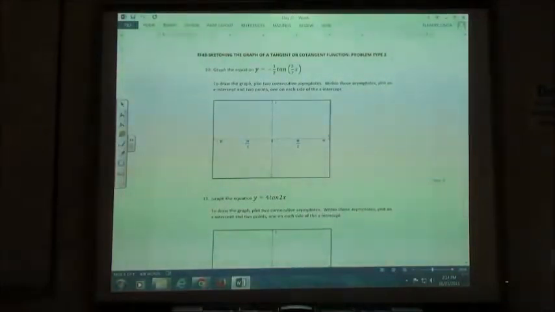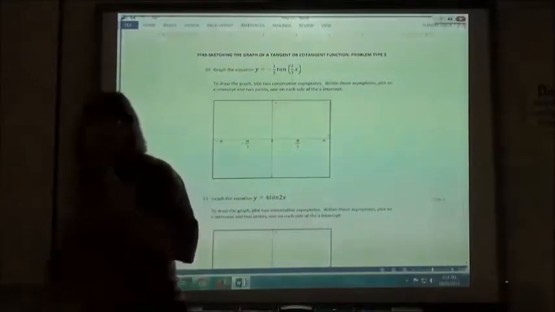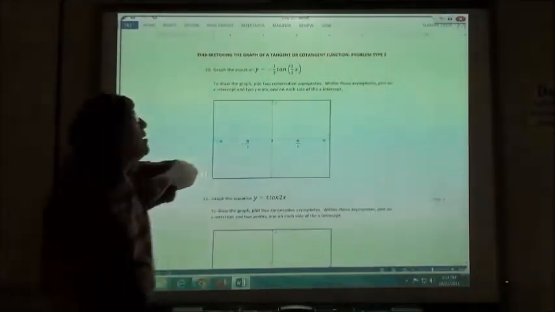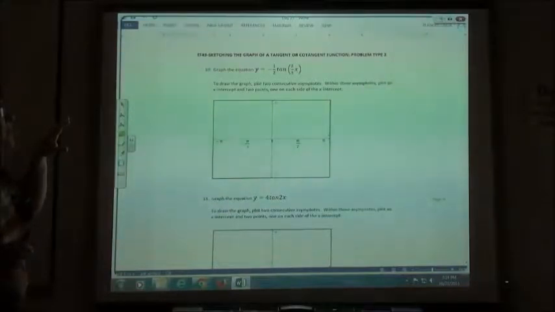And continuing on, graphing y equals negative 1/2 tangent of 2/3 x. Again, we're going to graph the tangent and the cotangent functions, and this time we have a different period on there that we're going to stretch our graph out. But we're going to do the exact same thing we were doing before.